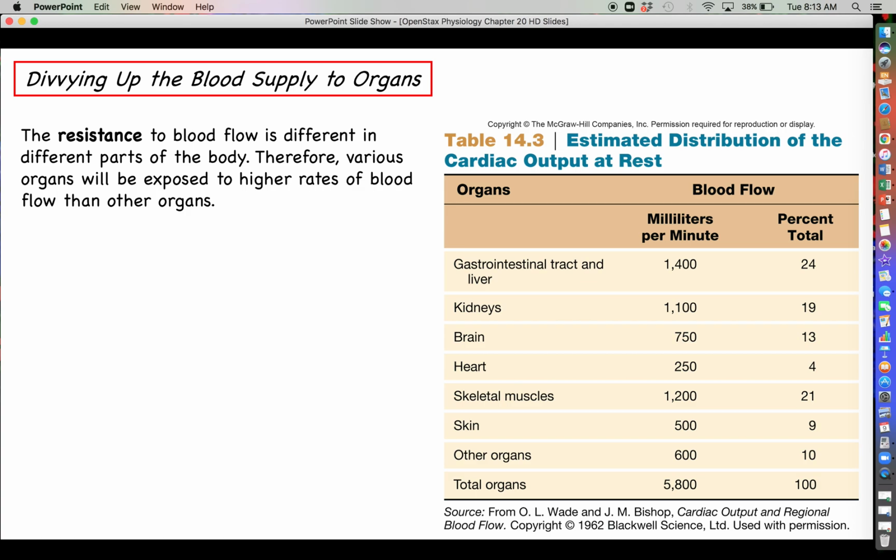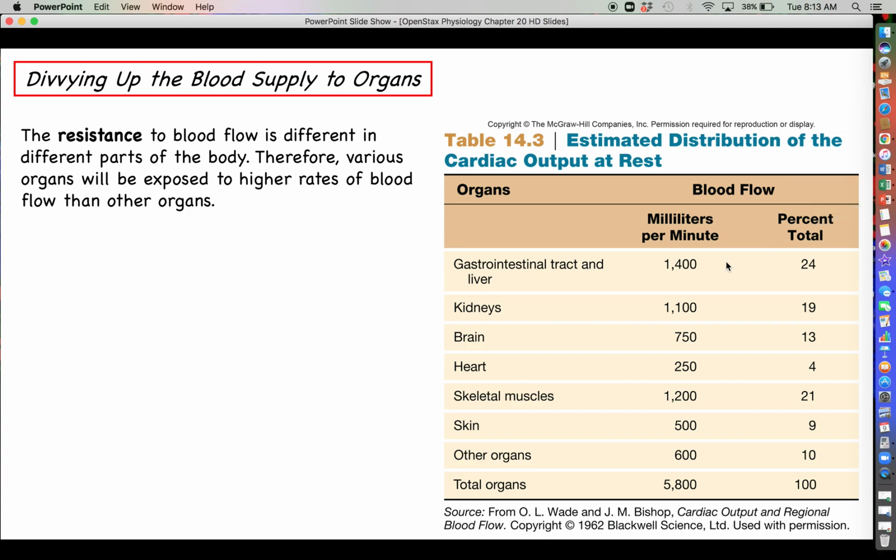And as such, these different tissues are going to be exposed to higher rates of blood flow compared to others which may experience lower rates of blood flow. The more resistance to blood flow a tissue or an organ experiences, the less of a fraction of the total blood supply it's going to receive.